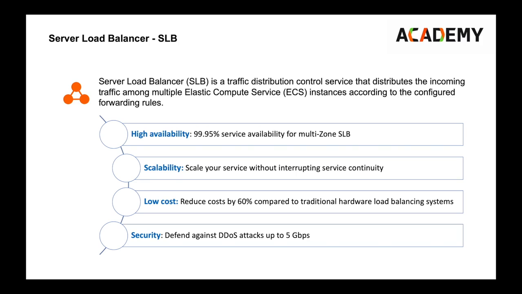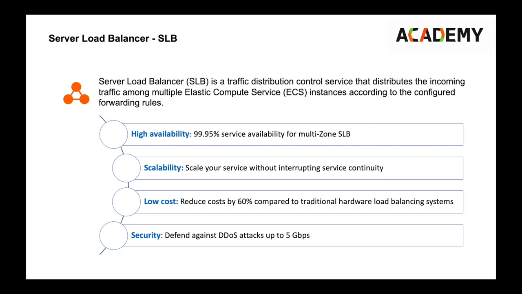So Server Load Balancer is a traffic distribution control service that distributes incoming traffic among multiple ECS instances according to a set of forwarding rules that you configure. It has built-in high availability. It has 99.95% service uptime across multiple zones. It's scalable, so you can scale your services without interrupting service continuity.